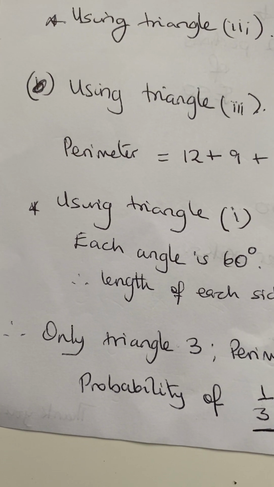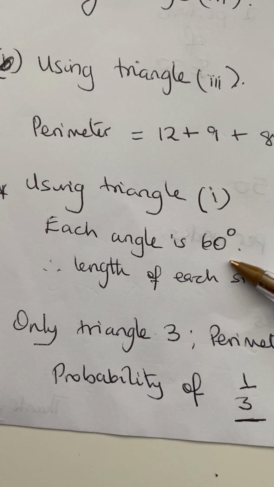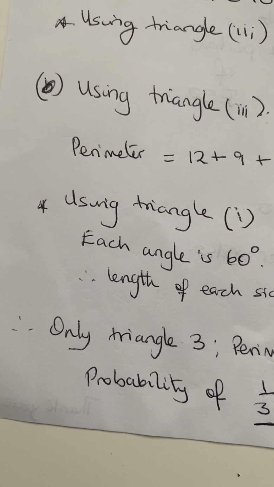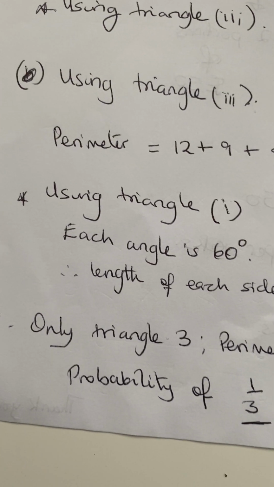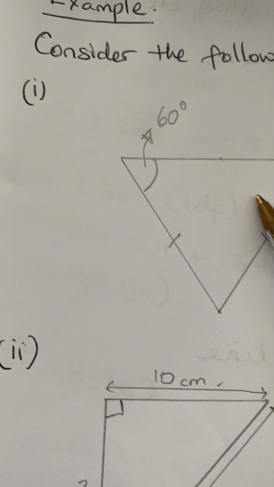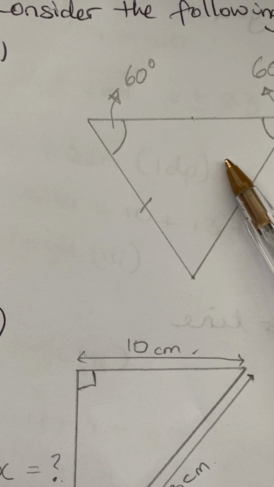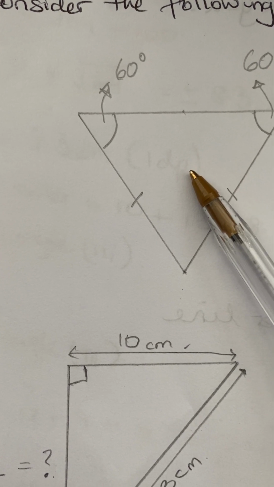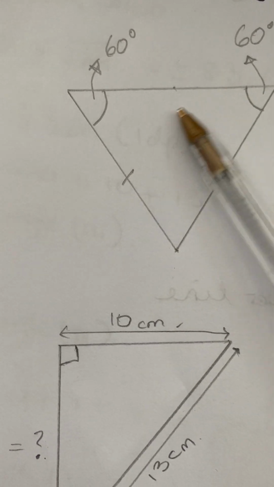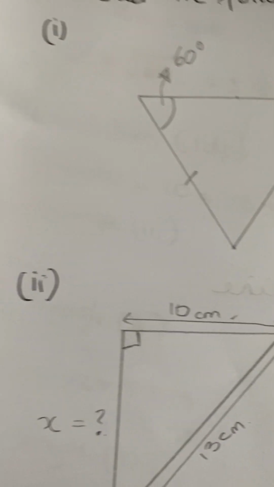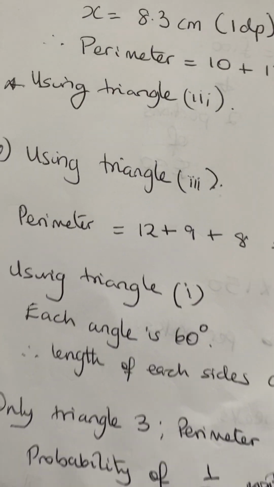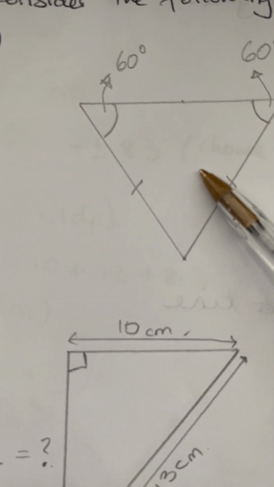Now, using the first triangle, each angle will be 60, but we can't use the angles to find the perimeter. So we don't have enough information to find the perimeter of this triangle here, the first one. So at the moment, the first one, we don't have enough information.